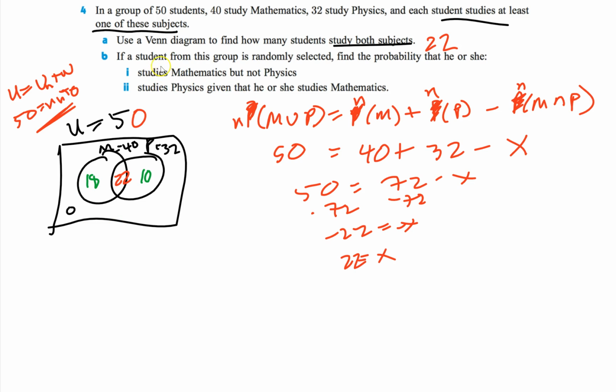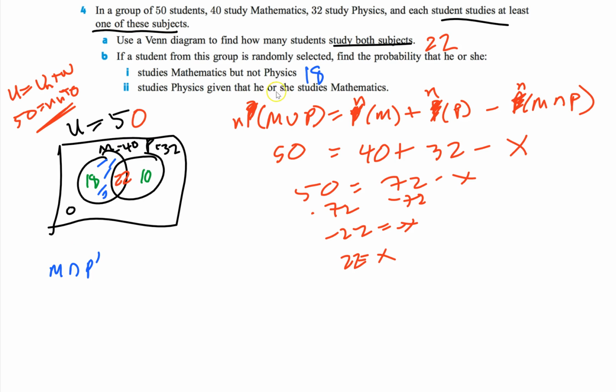Okay, so next part. If a student from this group is randomly selected, find the probability that he or she studies mathematics but not physics. So it's all about understanding what's going on. They study math but not physics. So here's math. They study math but not physics. So they don't want these physics. It's this right here. It's math and not physics. So math but not the physics part of it. So 18.